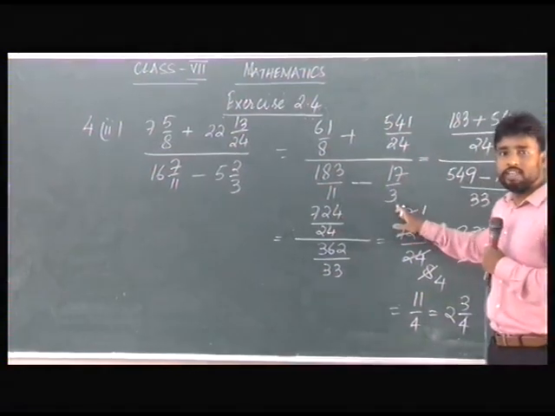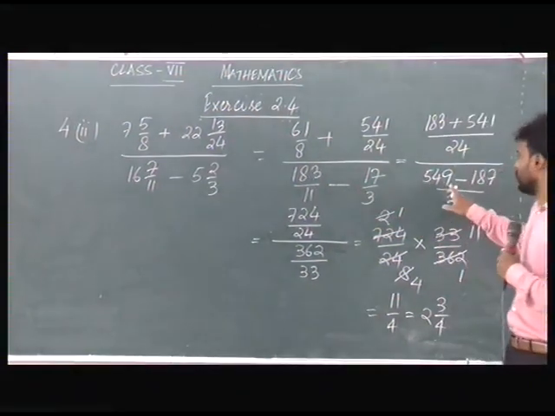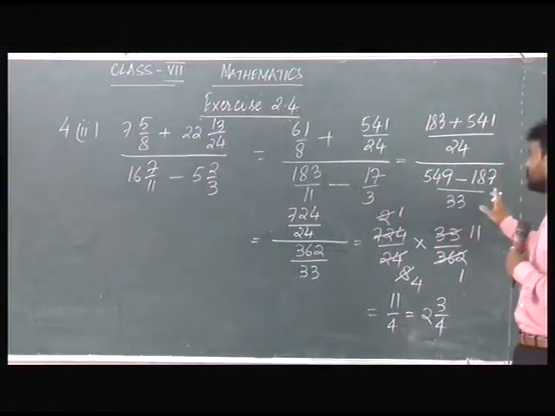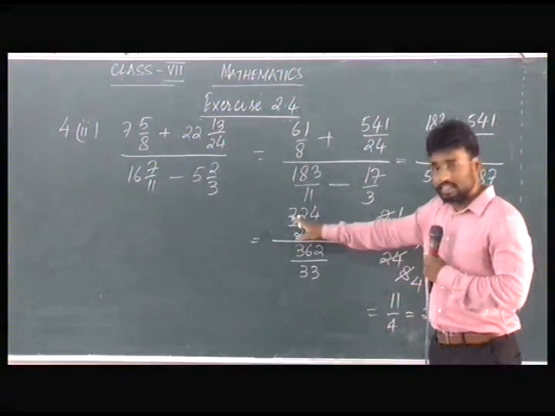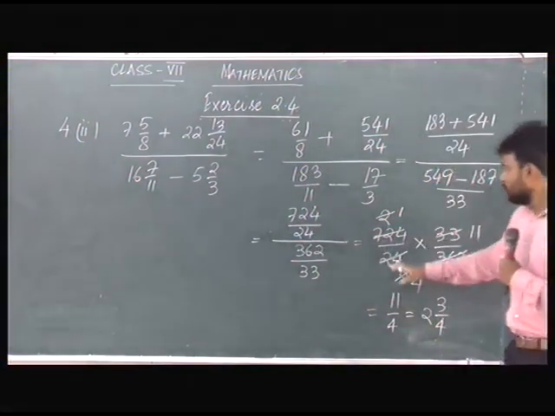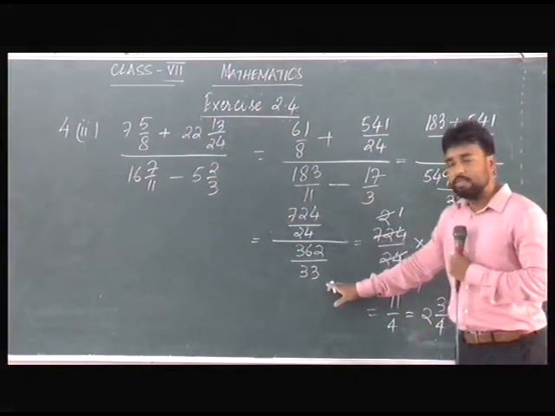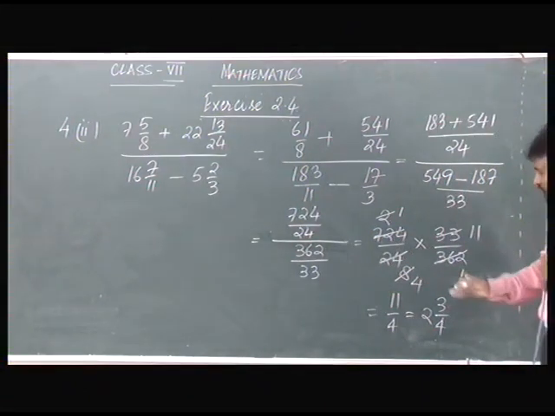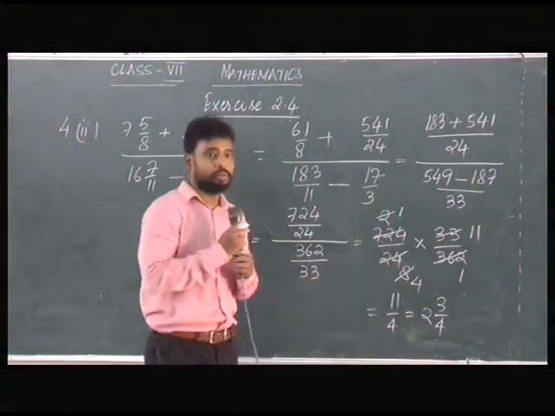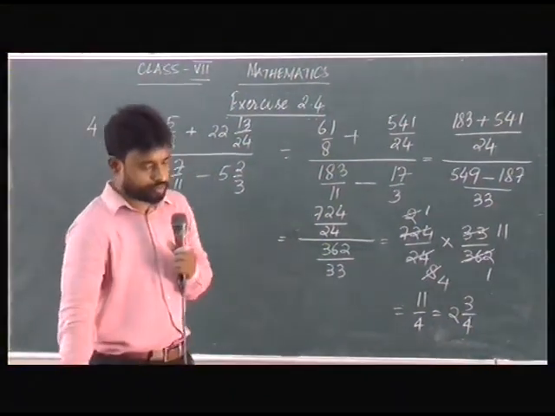Similarly, here the LCM of 11 and 3 will be 33. 11 will go 3 times. 3 into 183 gives you 549 minus 3 goes 11 times, 11 into 17 gives you 187. So ultimately, your figure will be 724 by 24 divided by 362 by 33. That can be written as 724 by 24 into the reciprocal, 33 by 362, and then we'll cancel it. We'll get 11 by 4. Ultimately, your answer will be 2 3 by 4. Let's come to the next problem, that is question number 4, part 5.